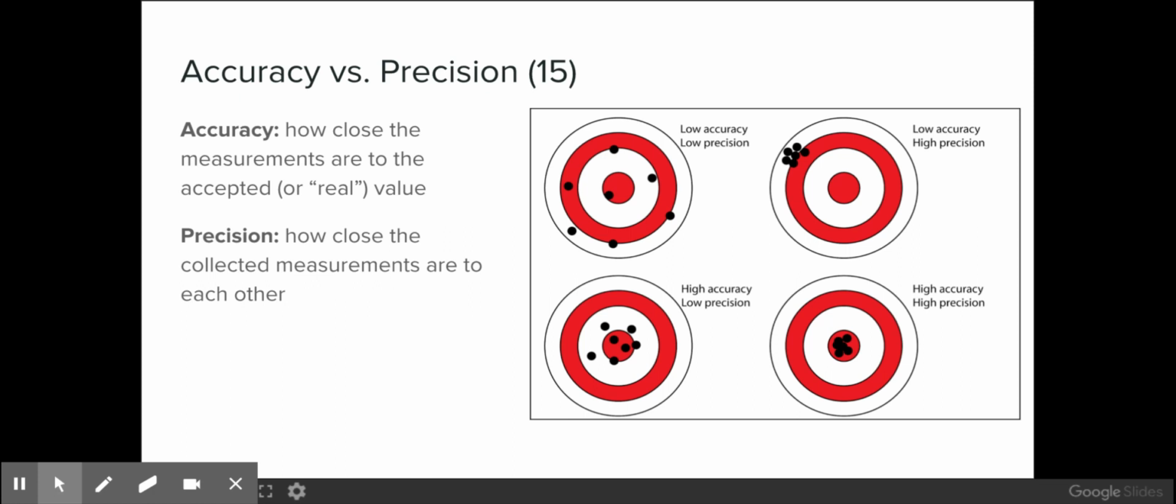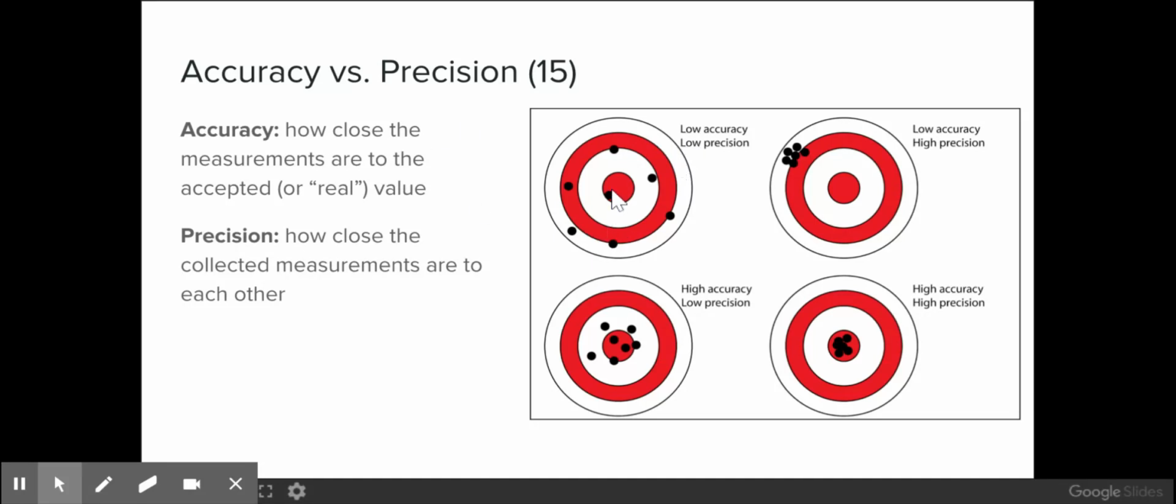We're going to be focusing on accuracy versus precision. The accuracy of a measurement is how close the measurements are to the real or accepted value. The precision of a measurement is how close those collected measurements are to each other. You can see over here we use a target analogy just to make this a little bit more visual.